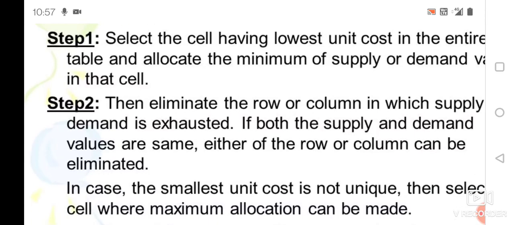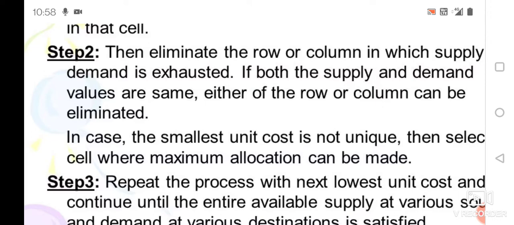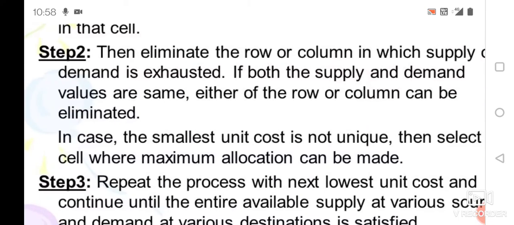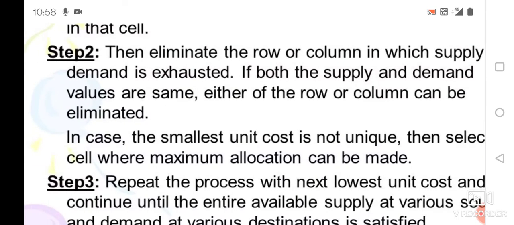Second step, then eliminate the row or column in which supply or demand is exhausted. If both the supply and demand values are the same, either the row or the column can be eliminated. In case the smallest unit cost is not unique, then select the cell where the maximum allocation can be made.